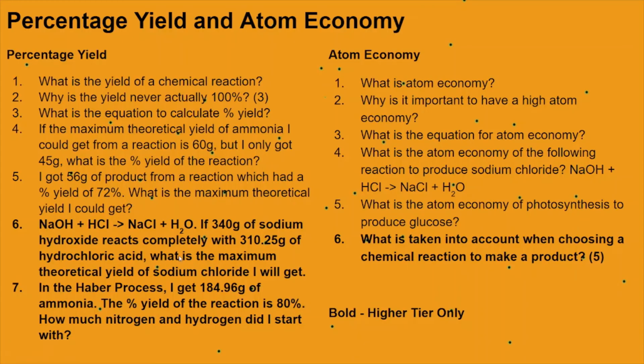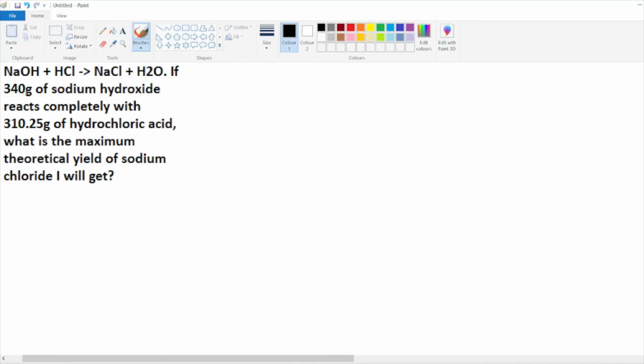And now two higher questions, which are a bit harder, not too hard, not compared to some of the other stuff we've done. So we have our equation, and we're told that 340 grams of sodium hydroxide reacts completely with 310.25 grams of hydrochloric acid to make this, and what's the maximum theoretical yield of sodium chloride I will get. This isn't really even linked to percentage yield. This is literally just a masses of equations question, so we're going to need to draw out our table.